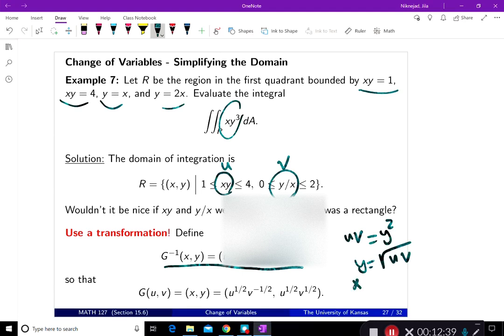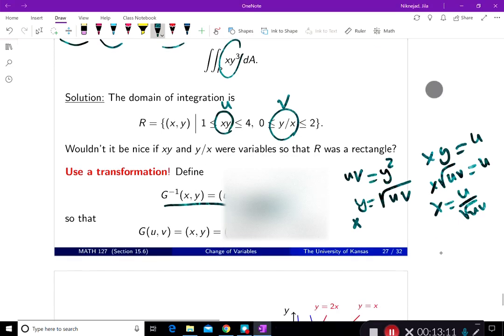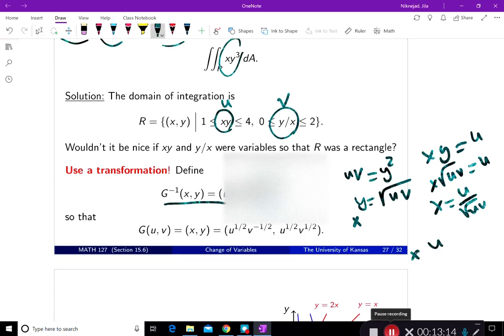Then I can use this to actually solve for x. X times y is equal to u, and I know y is square root of uv, so I eliminate and I figure out that x is going to be equal to u divided by square root of uv, which is x is equal to u to power 1/2 v to power -1/2. And so that's my transformation itself.